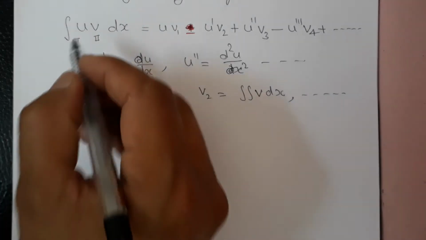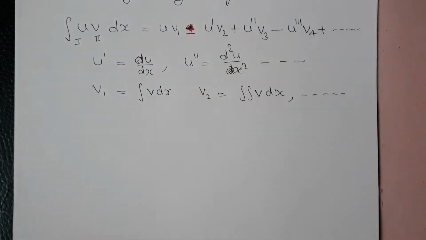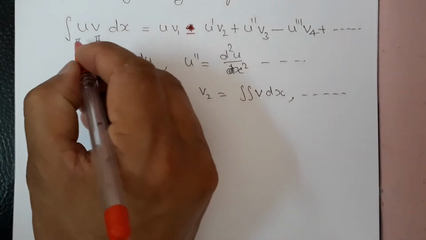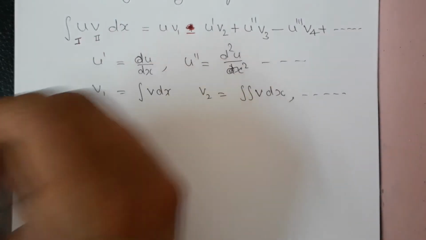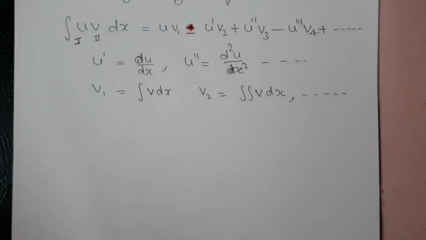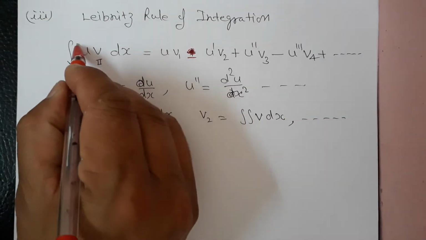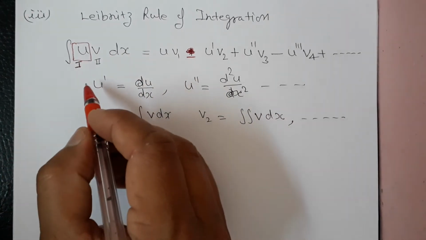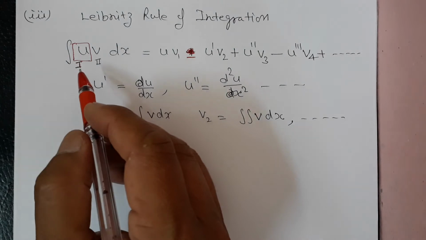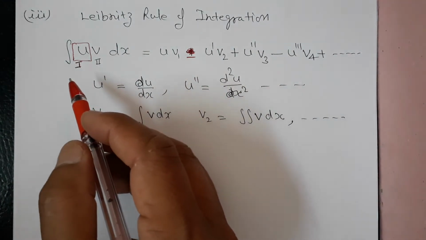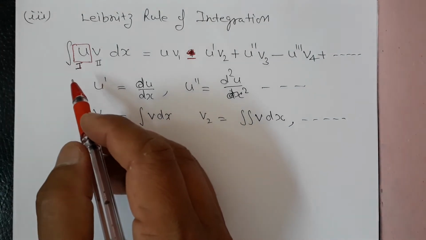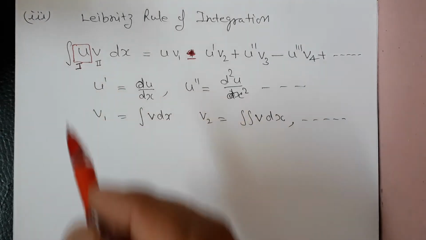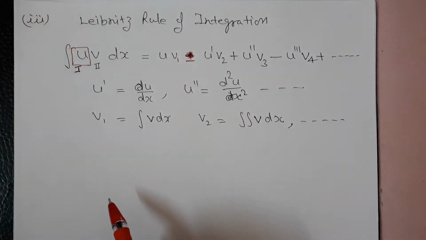Now how to choose u and v? If u is an easily differentiable function whose differentiation becomes 0 after third order, fourth order, fifth order, or so on, then we choose that function as u. So u will be chosen as that function in which the derivative becomes 0 after a few steps. Generally we prefer the algebraic function as u function, and the second function will be chosen as the v function.